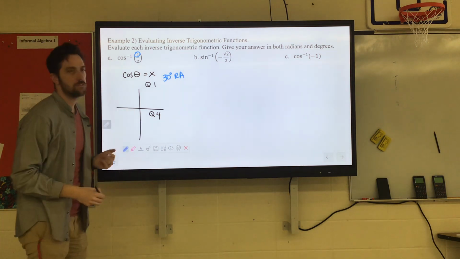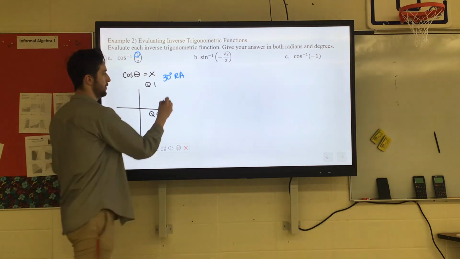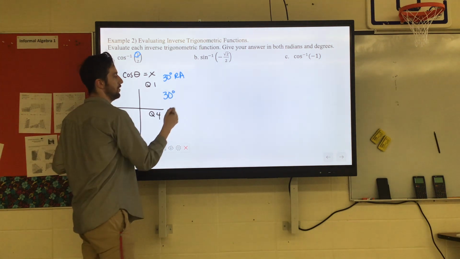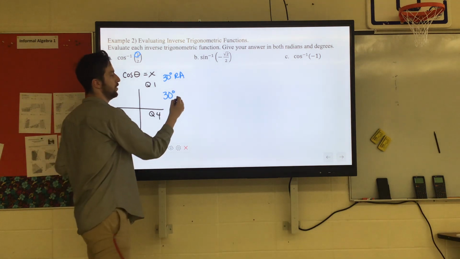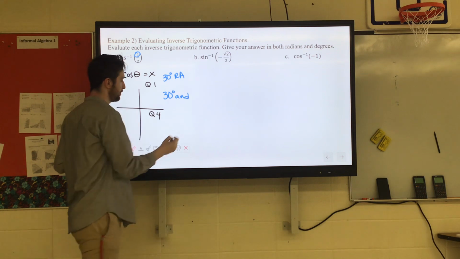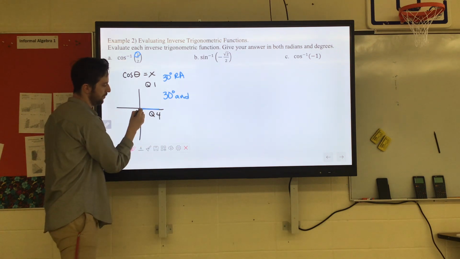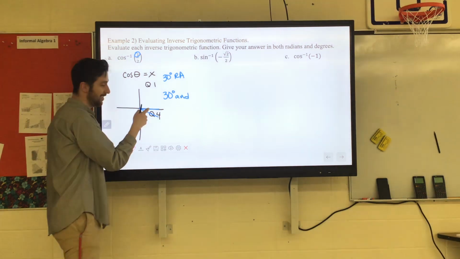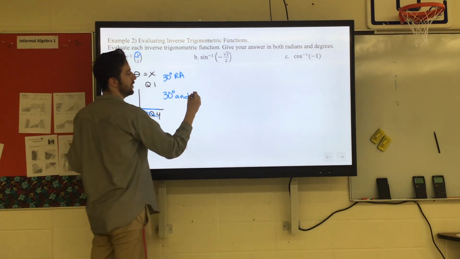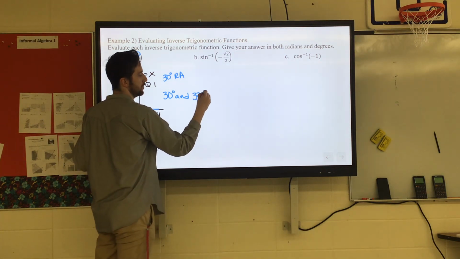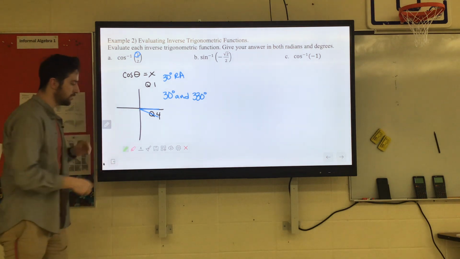So if it's in quadrant 1, that's our angle, 30 degrees. If there's a 30-degree reference angle in quadrant 4, that's 30 degrees off of 360. So our full angle would be 330 degrees. And we're going to convert these into radians.